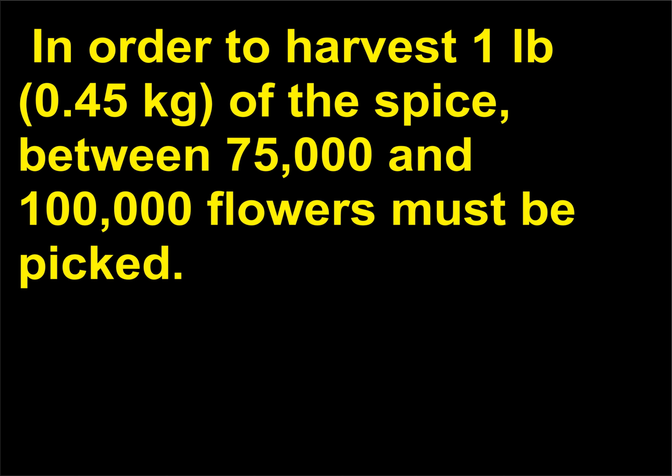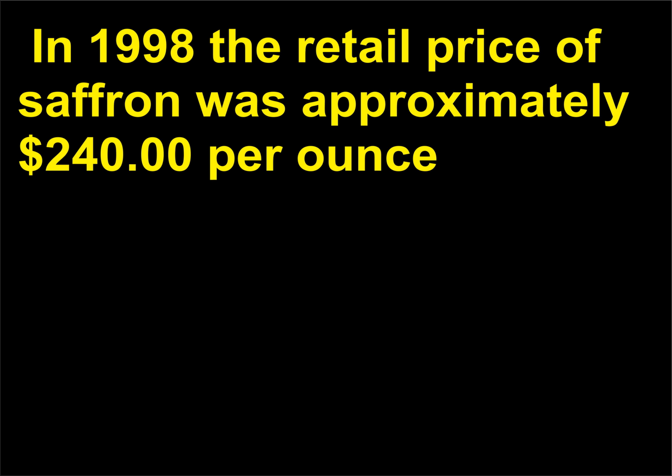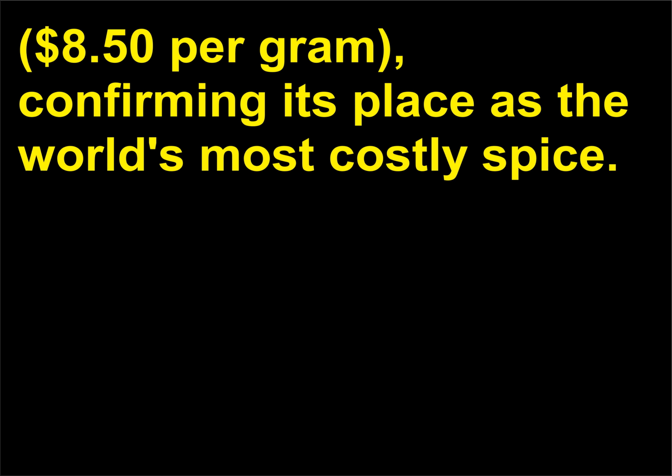In order to harvest 1 pound, 0.45 kilograms, of the spice, between 75,000 and 100,000 flowers must be picked. Approximately 4,000 stigmas yield 1 ounce, 28 grams, of the spice. In 1998 the retail price of saffron was approximately $240 per ounce, $8.50 per gram, confirming its place as the world's most costly spice.